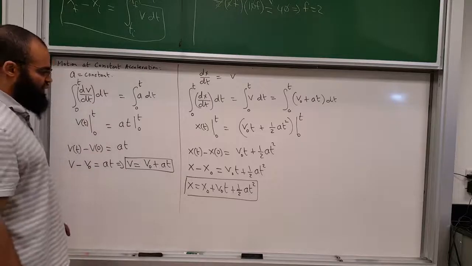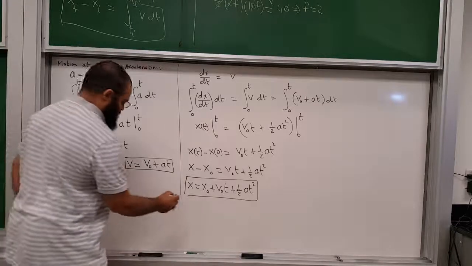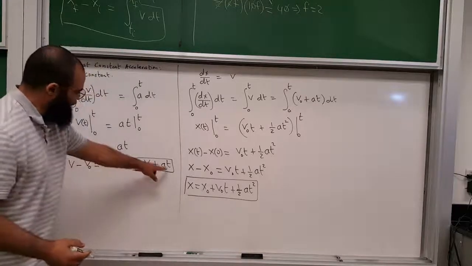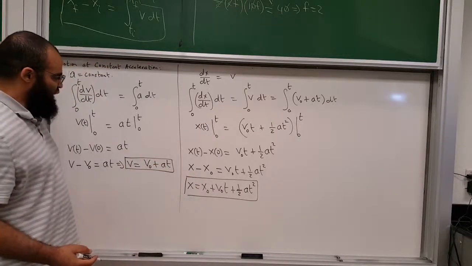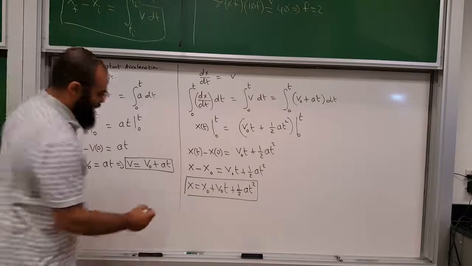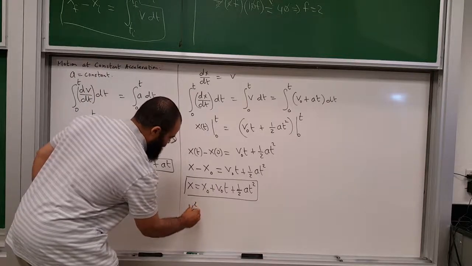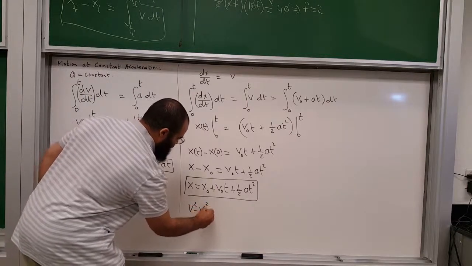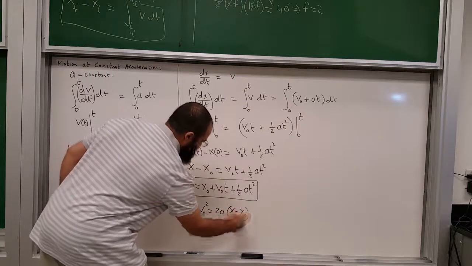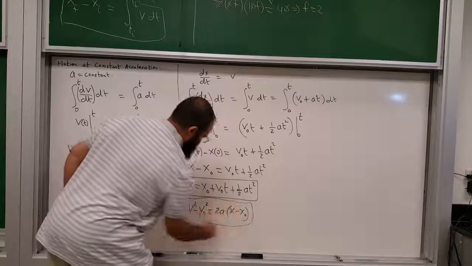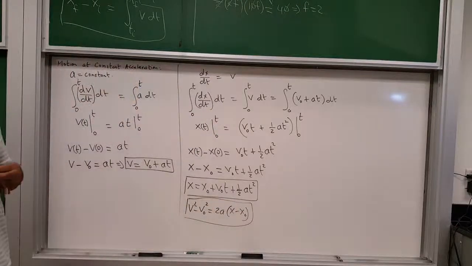And then there is a third equation that I will show you later. Basically, if you eliminate t here, you solve for t and plug it in, you will get the following. The third equation is v squared minus v initial squared equals 2a times (x final minus x initial). That's the third equation. That doesn't involve t. I'll come back to this next time.